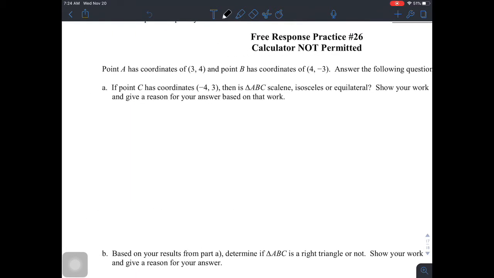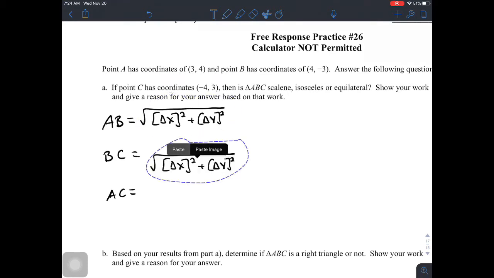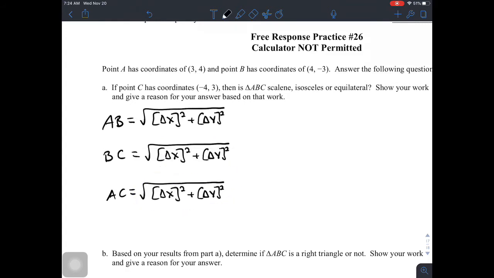Well, we're going to have to find the length of AB, the length of BC, and the length of AC. And in each case, we're going to use the distance formula. The distance formula is the square root of the sum of the change in x squared plus the change in y squared. The x values for A and B, just going to make sure this is clear to me. These are A, B, and C. The x values are 3 and 4. Difference, delta, means subtract. The y values are 4 and negative 3.